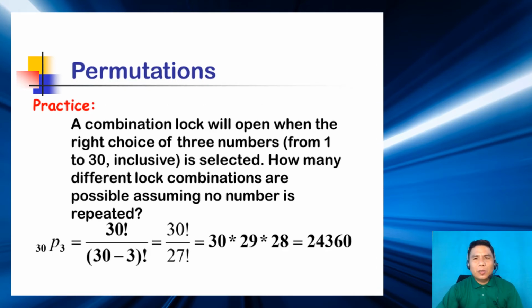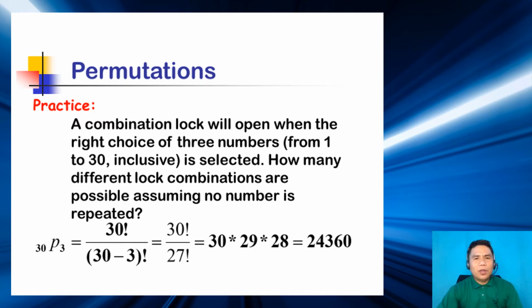Here's a problem. A combination lock will open when the right choice of 3 numbers from 1 to 30 inclusive is selected. So it can be opened using 3 numbers. How many different lock combinations are possible, assuming no number is repeated? There are 30 numbers to choose from, and you are to pick only 3 numbers for the combination. So ang daming itatry natin.